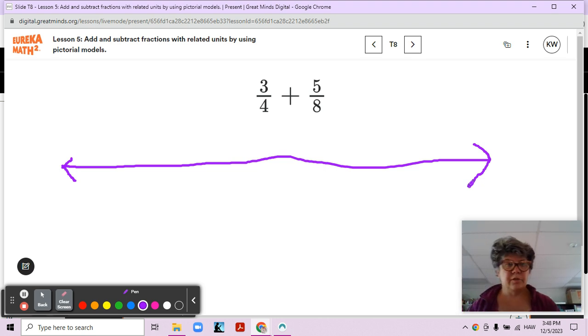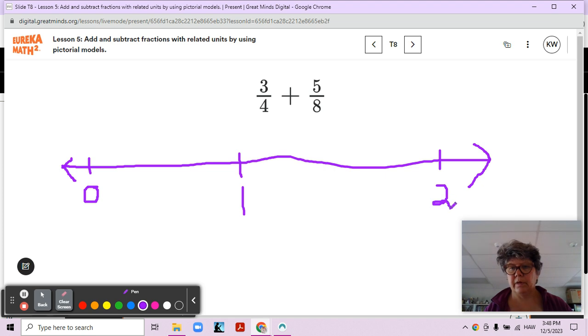Okay, so we'll put a 0 here and a 1 and a 2. All right. What fractional unit should we partition the whole number intervals on the number line? So how should we break it up? Eighths, because we can't rename 5/8 as fourths. Why not? Why can we not rename 5/8 as fourths? Think about 5/8 for a minute.